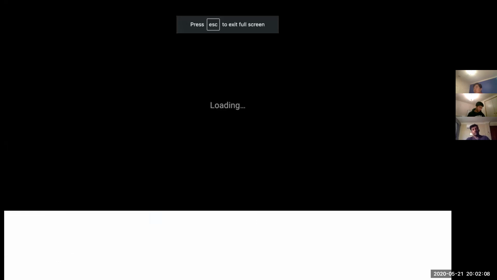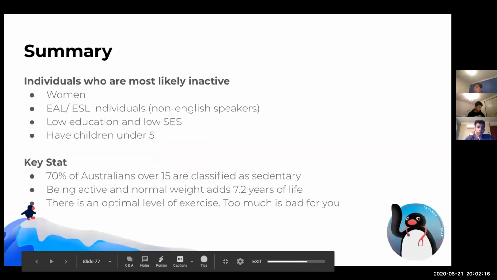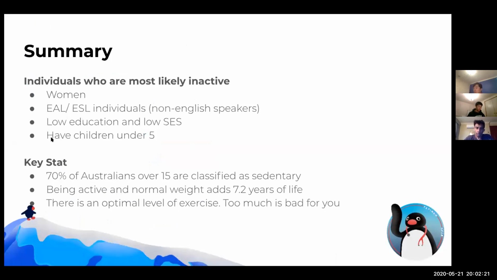Okay, so for exercise and mindfulness, it's not too much that you have to know. There's a few key stats that I've summarized in the first few slides. There was a study which they like to test quite often. Individuals who are most likely inactive fall into four main categories: women, non-English speakers (English as an additional language or English as a second language), low education and low SES, and those who have children under 5. This is not always the case, but it was just a study that was done.